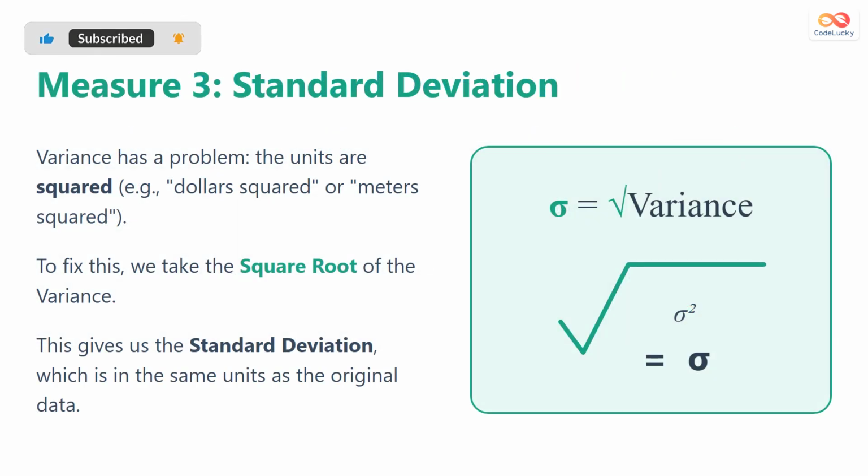But there is a catch with variance. Because we squared the numbers, the units are also squared. If you are measuring height in meters, the variance is in square meters, which is confusing. To fix this, we simply take the square root of the variance. This gives us the standard deviation. It brings the number back to the original units, making it much easier to understand.